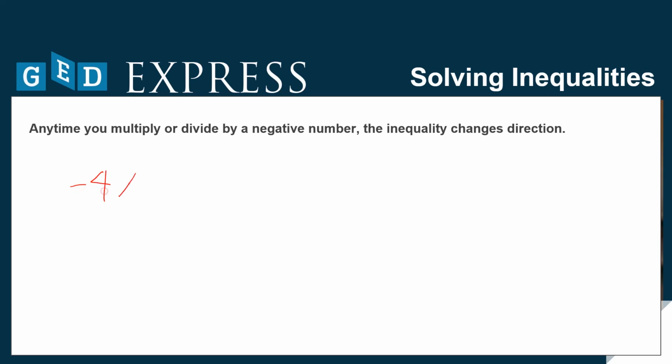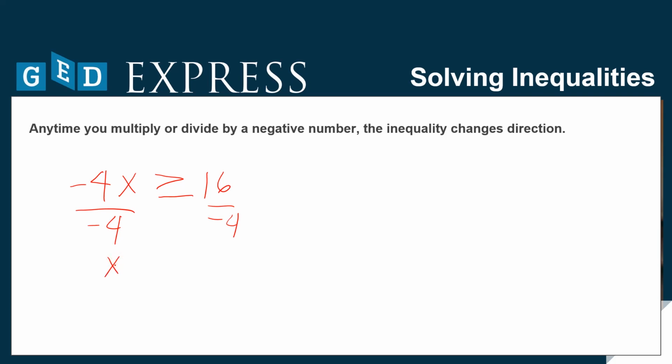Minus 4x is greater than or equal to 16. Following the steps in solving linear equations, let's undo the operations involved. To undo, we need to divide both sides by minus 4. Minus 4 divided by minus 4 is 1. 1x, or we can just write x.